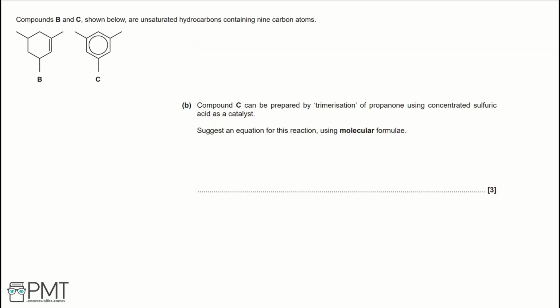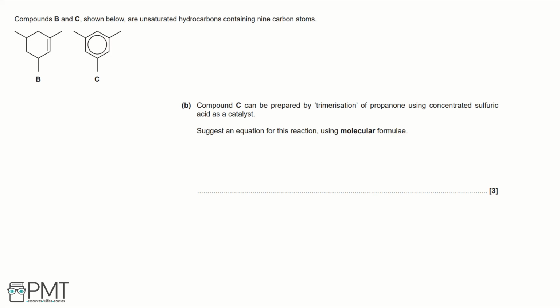Part B. Compound C can be prepared by trimerization of propanone, using concentrated sulfuric acid as a catalyst. Suggest an equation for this reaction using molecular formulae. So the key bits of this question are that we're preparing compound C through trimerization of propanone, and we need to show the molecular formulae in the equation.